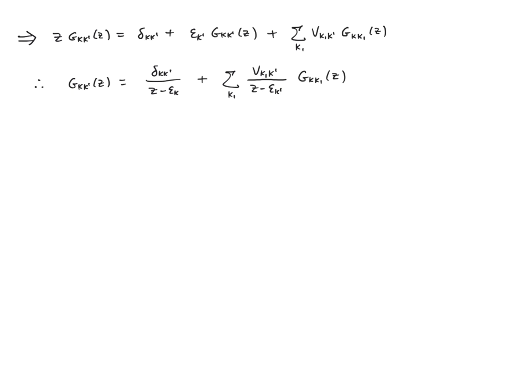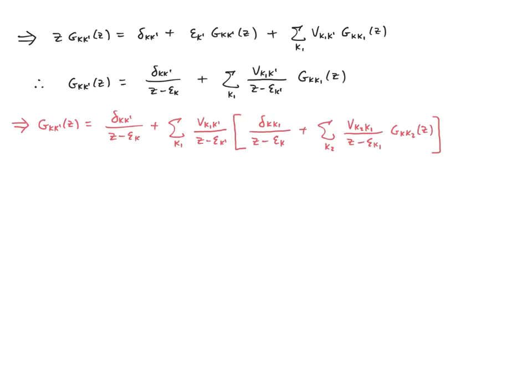You can see that this is not yet solved because we still have a sum over Green's functions on the right-hand side. On the left-hand side, we have a Green's function for orbitals k and k primed. On the right-hand side, we have a Green's function for orbitals k and k1. So this actually implies that we can find a self-consistent solution to this equation. This is obtained by simply inserting this expression for G kk primed back in on the right-hand side here. That gives me an equation like the following.